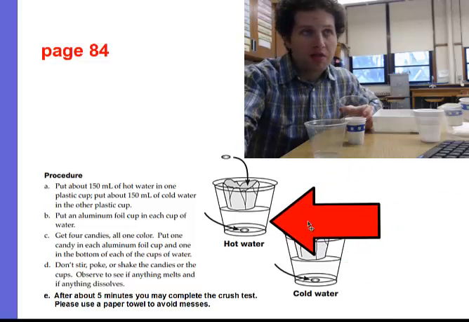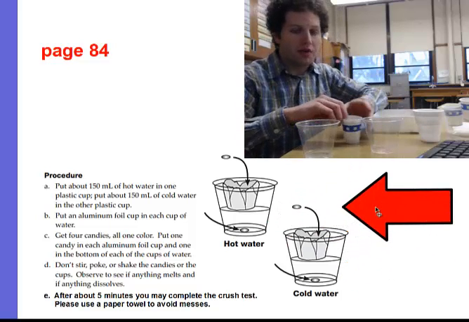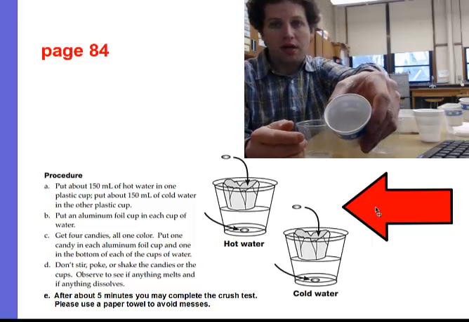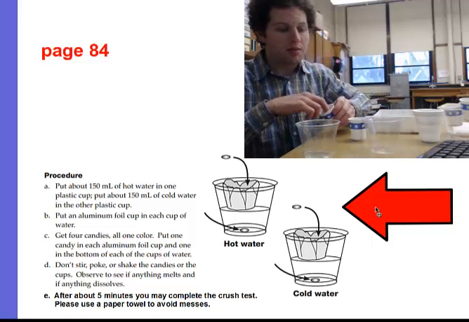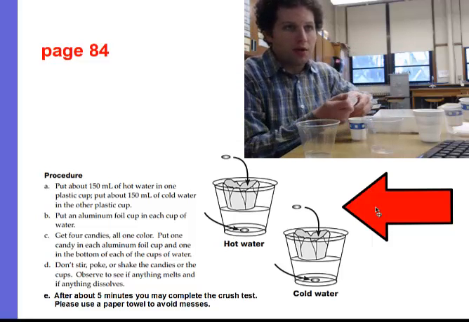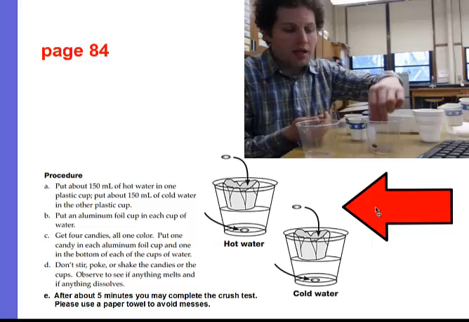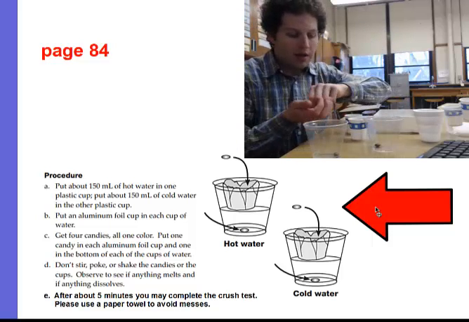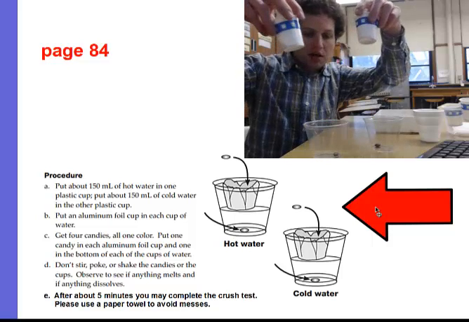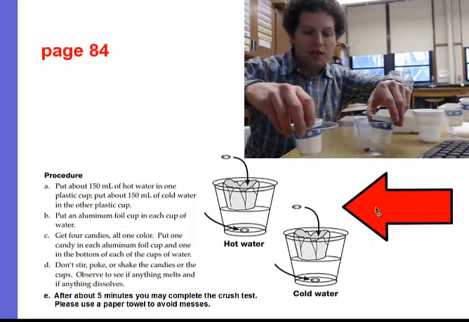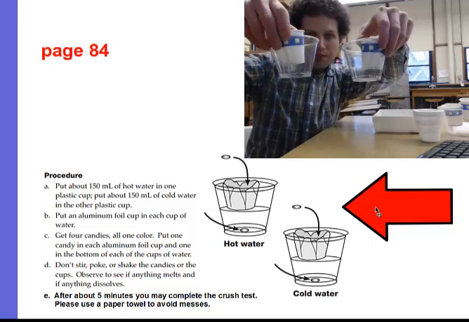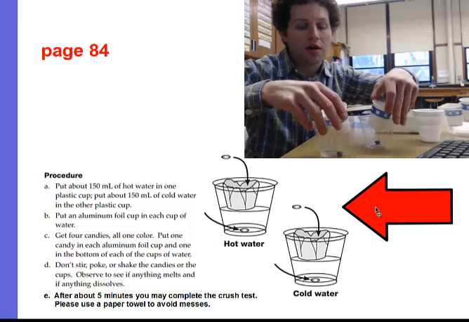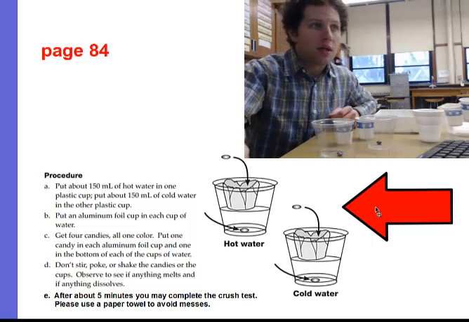Notice the fill line is about halfway up. Also, you'll find two Dixie cups. In one of the Dixie cups, you'll find four chocolate candies. They all should be the same color. You're going to put one chocolate candy into the hot water, one chocolate candy into the cold water, and then one into each of the Dixie cups, and then float the cups into the cold and hot water, just like you see in the picture on page 84 of your science notebook.